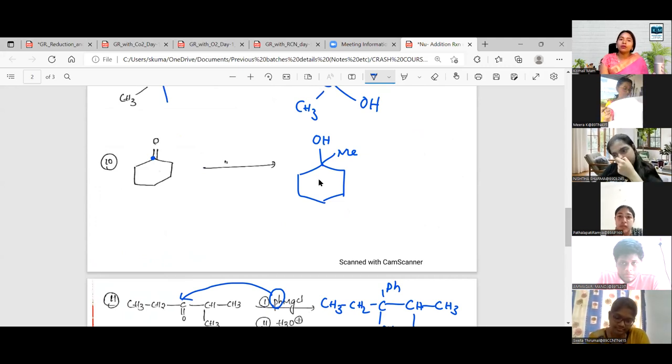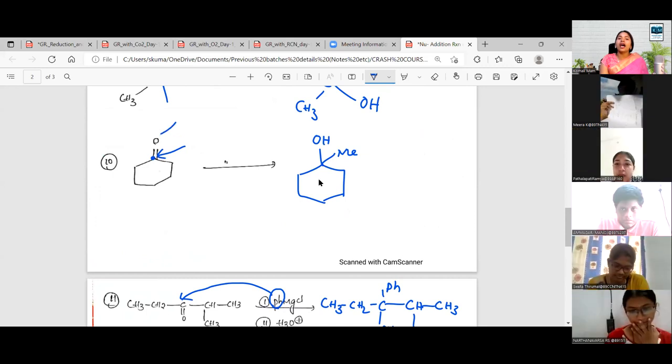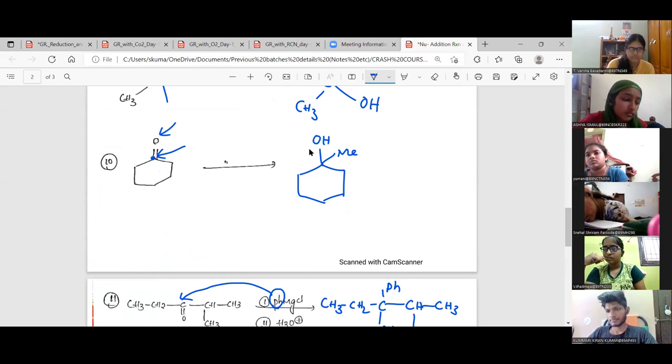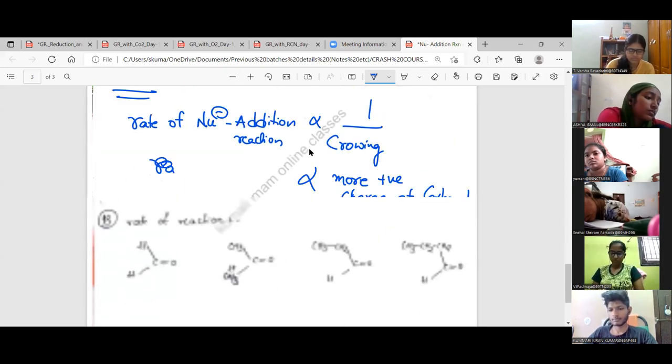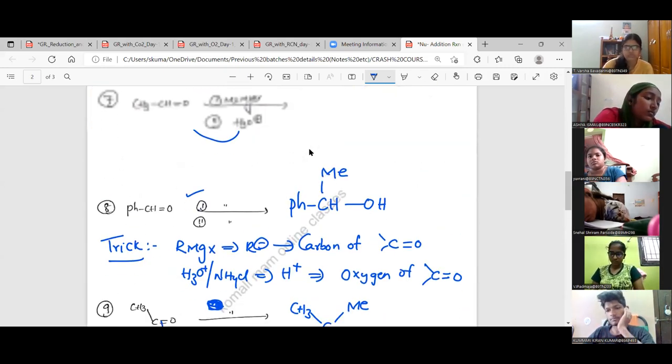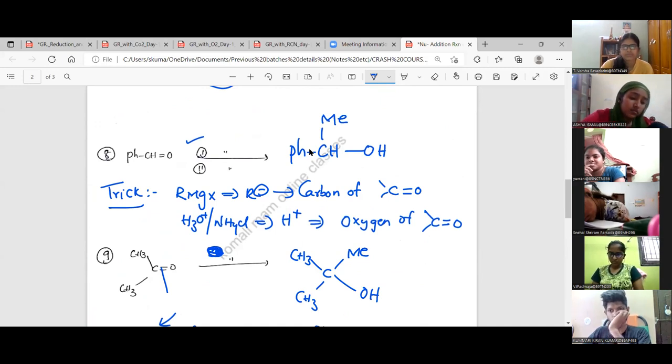Wherever a carbonyl group is there, add the R group at carbon and hydrogen on oxygen. Whatever the Grignard reagent, R group on carbon and hydrogen on oxygen. Same point to be noted. Take a screenshot of this point.